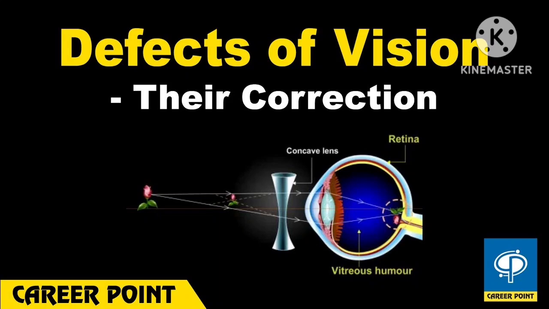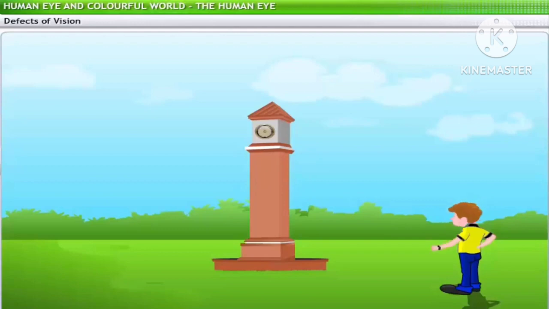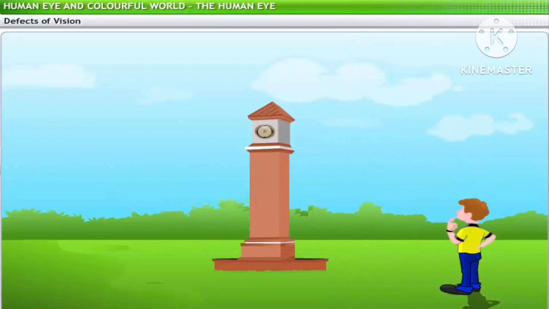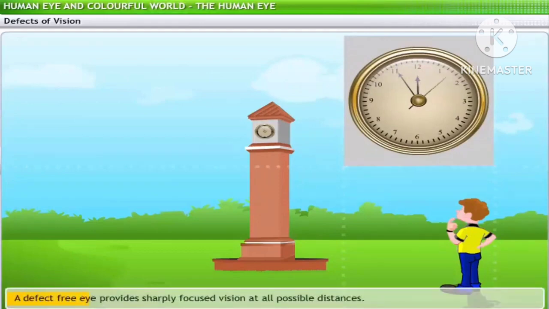Hey friends! In this video, I hope you can clearly understand how human eye defects occur and how many types there are, by watching this animated video. In a defect-free eye, light rays focus exactly on the retina, and the object that reflects the rays is therefore seen clearly. Thus, a defect-free eye provides sharply focused vision at all possible distances.